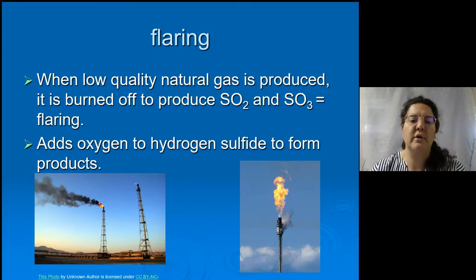So flaring occurs when a low quality natural gas is produced, and it's burned off to produce sulfur dioxide and sulfur trioxide. So what happens is we add oxygen to hydrogen sulfide to form the products. So when we burn that, we're making a higher quality natural gas, but we are producing sulfur oxides as a product.